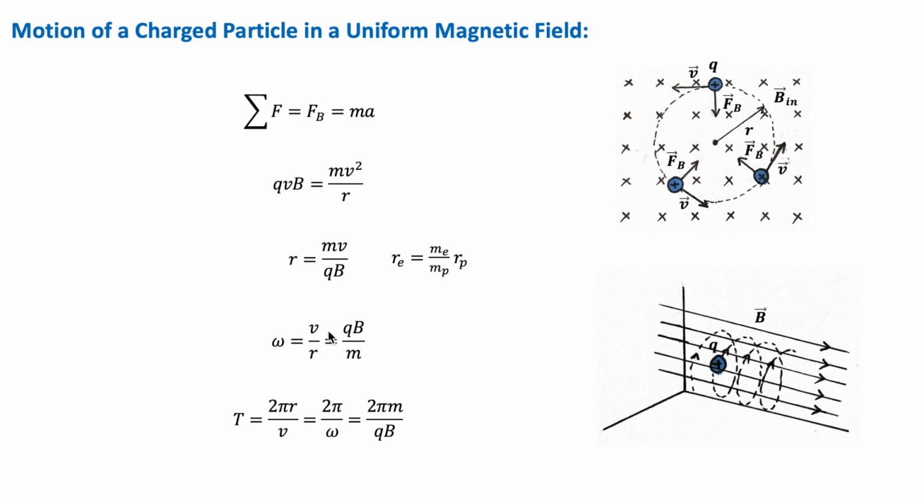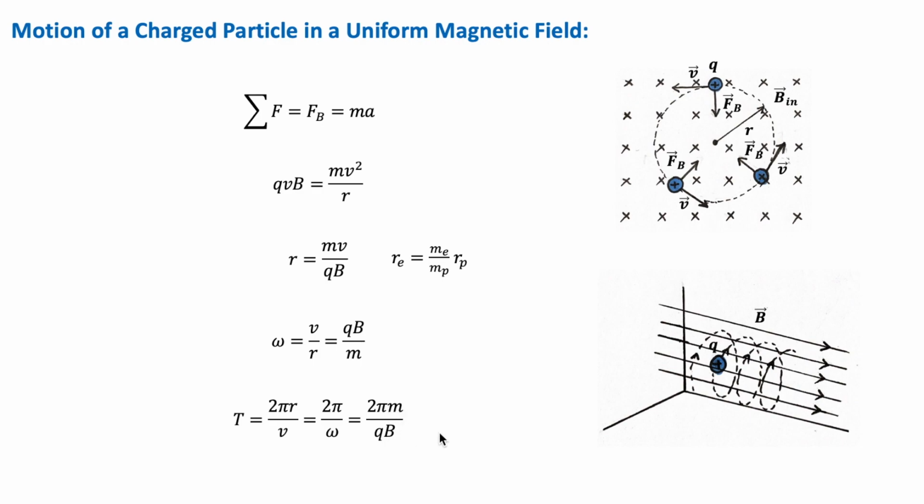The angular speed of the particle is given by this equation: v over r is equal to qB over m, and is often referred to as the cyclotron frequency because it is the angular speed in a type of accelerator known as the cyclotron, okay? The period of motion, which is the time required for the particle to complete one revolution, is given by 2 pi r, the circumference, over v, which is equal to 2 pi over omega, so 2 pi m over qB.